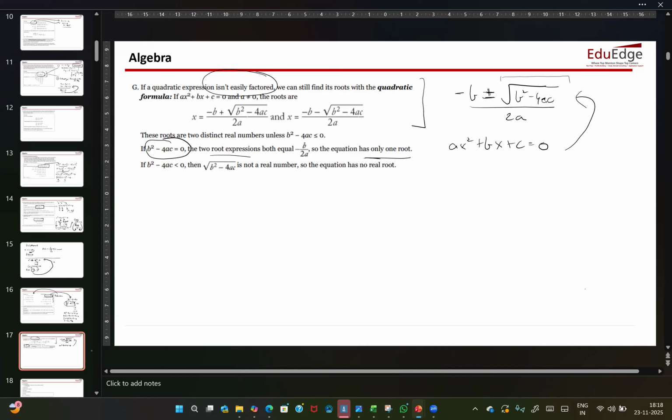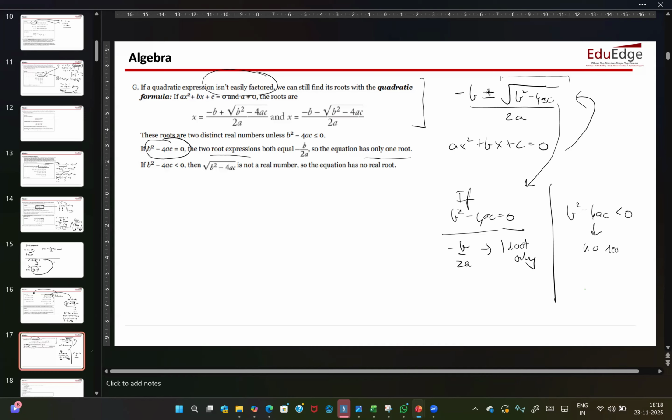Okay. Makes sense, right? So when b square minus 4ac is 0, then can I say this expression becomes minus b by 2a, one root only, correct? And if b square minus 4ac is less than 0, no root. Imaginary. Yeah, no real root. So as far as GMAT, no root. Okay. All right. So these are basics of quadratics.